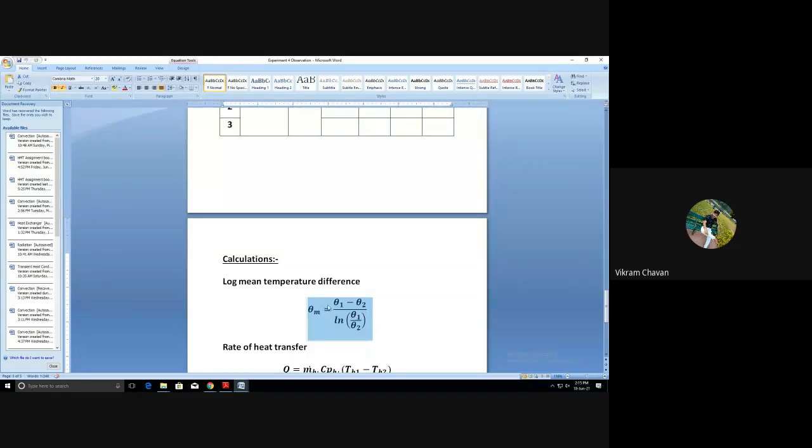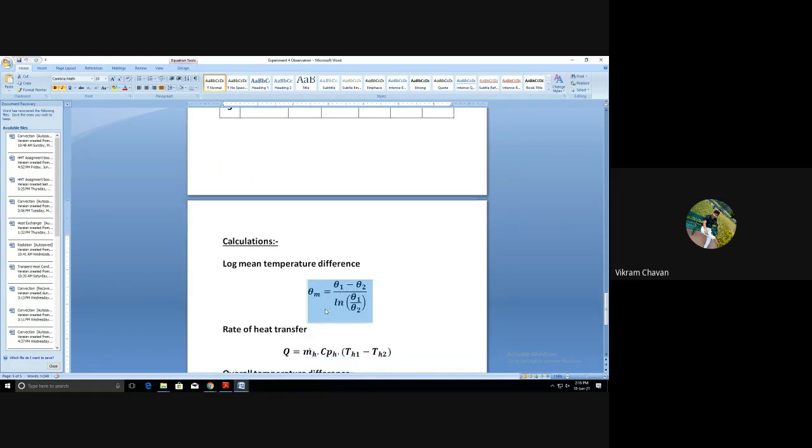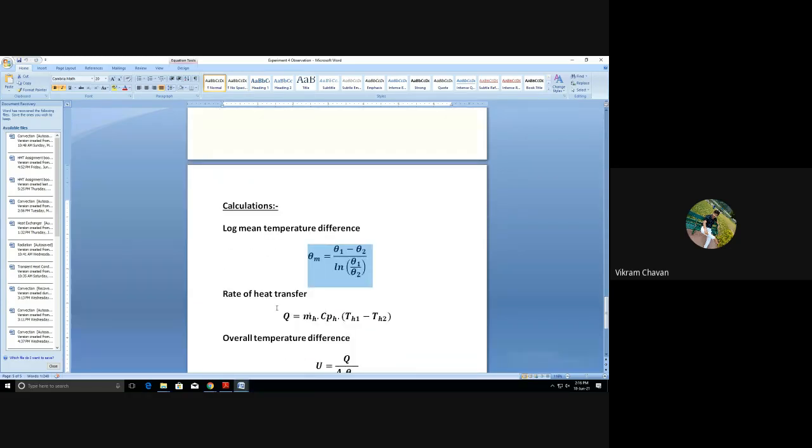Then if the ratio theta 2 to theta 1 or theta 1 to theta 2 is less than 1.7, in that case we have to go for the AMTD, that is arithmetic mean temperature difference. In that case we have to take the average of theta 1 and theta 2, which you know very well. We have discussed these special cases in LMTD. Then once you determine this logarithmic mean temperature difference, you can calculate the next point, that is the rate of heat transfer. You have the mass flow rate for the hot fluid.